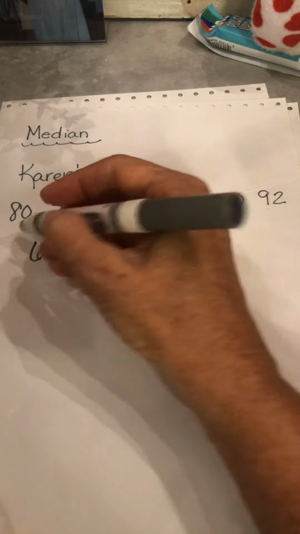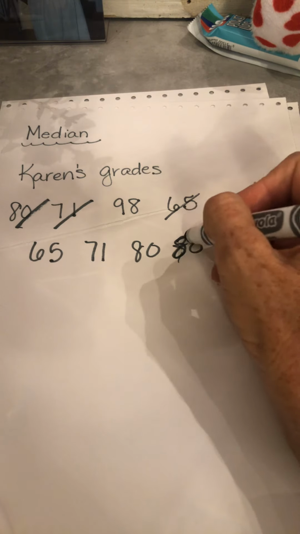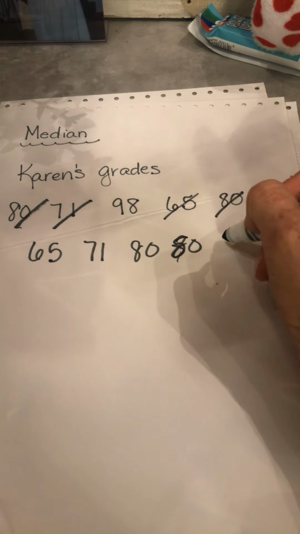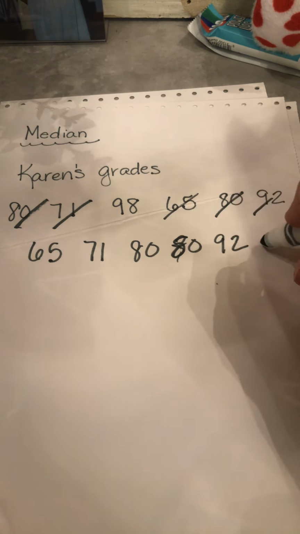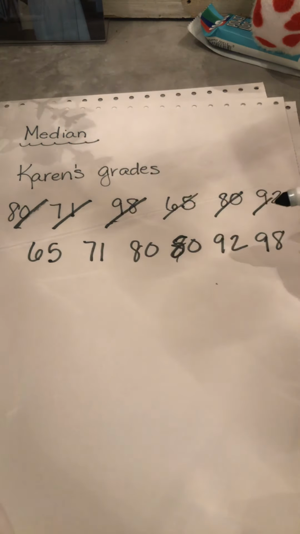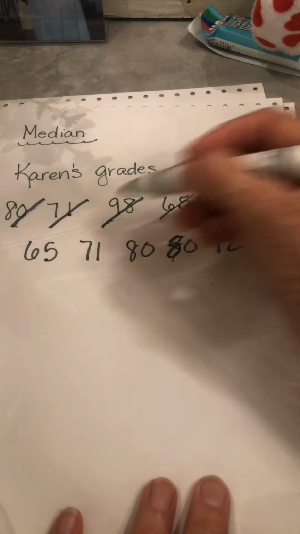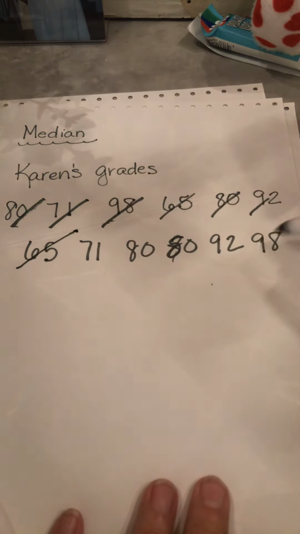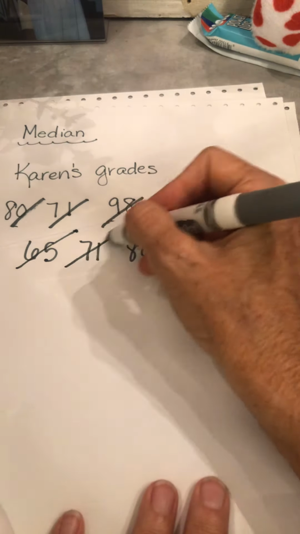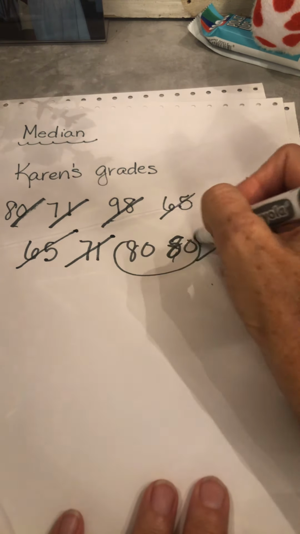71, 80, 80, 92, and 98. Okay, now they're in numerical order. You have to do that with median. Now, to figure out what's the middle, I get rid of the smallest, the largest, the next smallest, the next largest. Uh-oh, I have 2 in the middle.